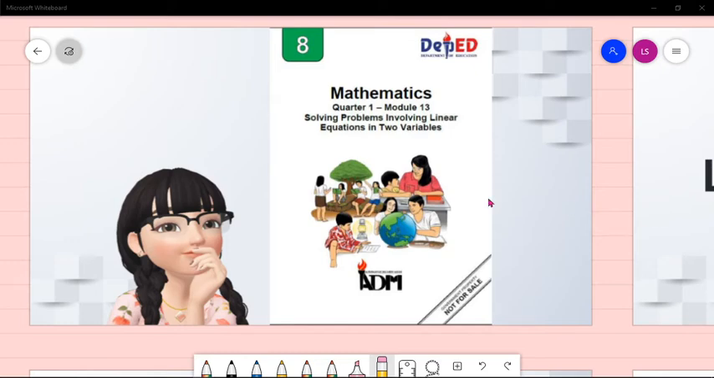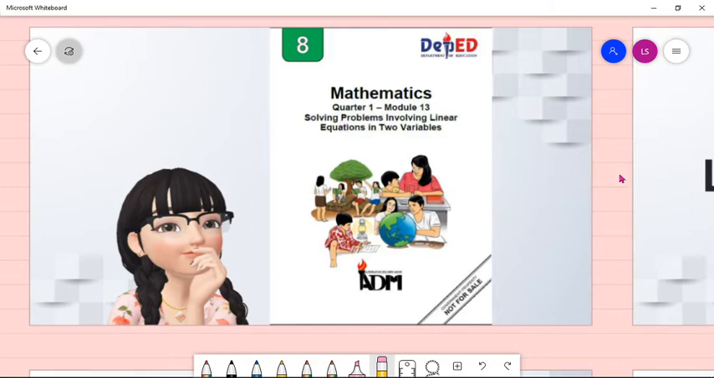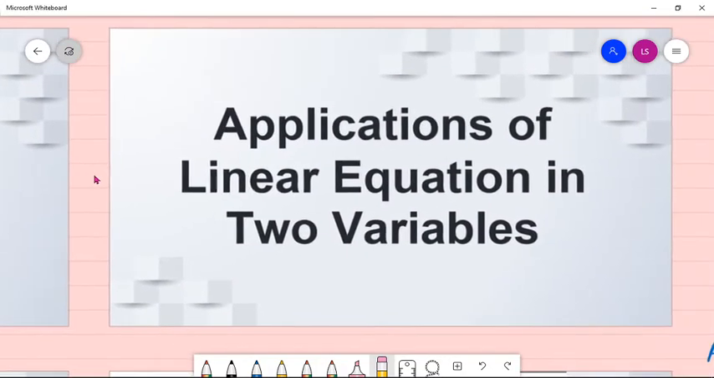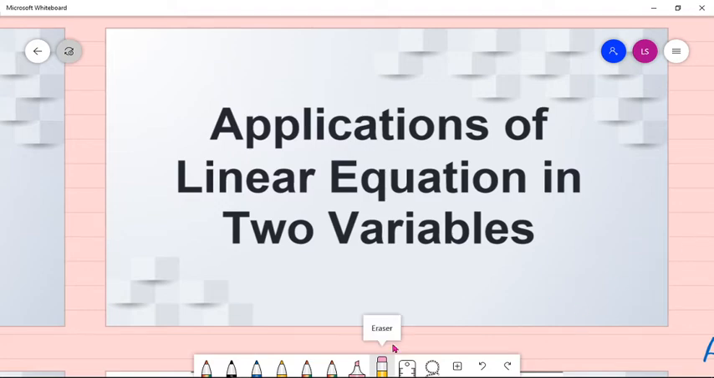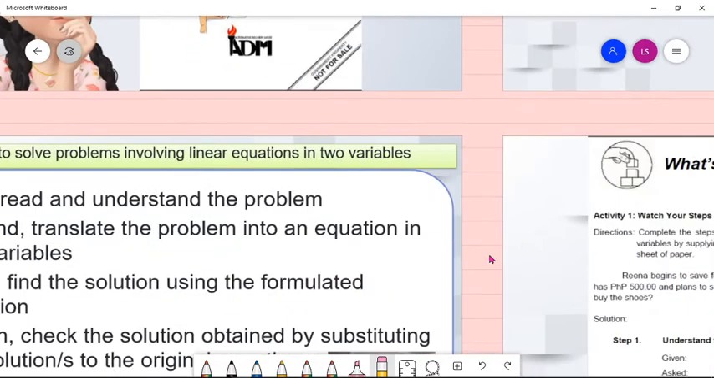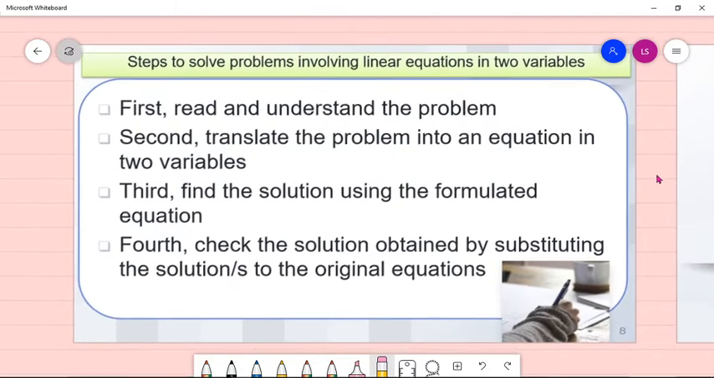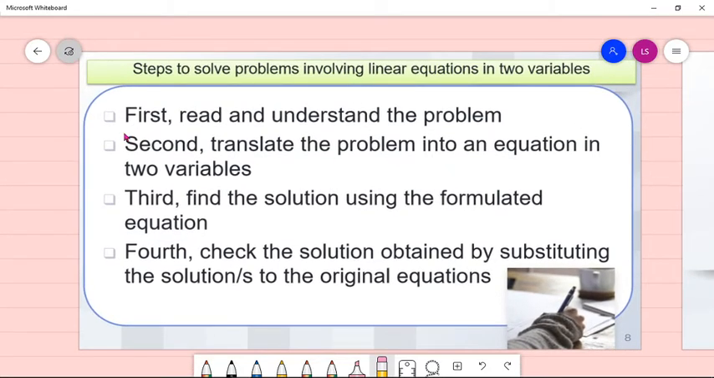Okay, now let's discuss Module 13, solving problems involving linear equations in two variables. So this is just an application of linear equations in two variables. And like other problem solving, these are the steps to solve problems involving linear equations in two variables.